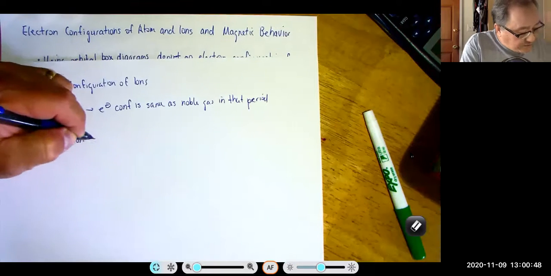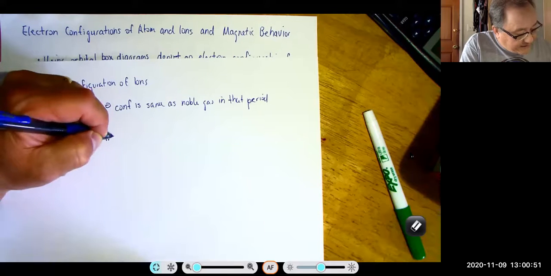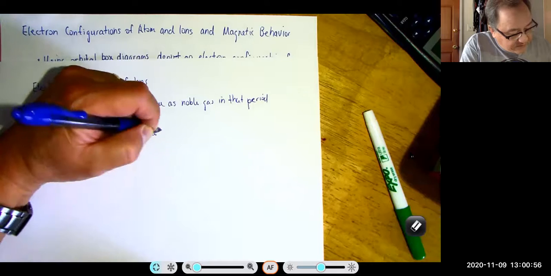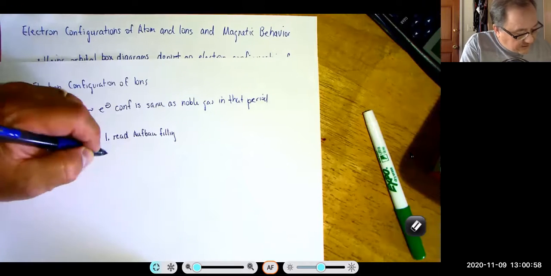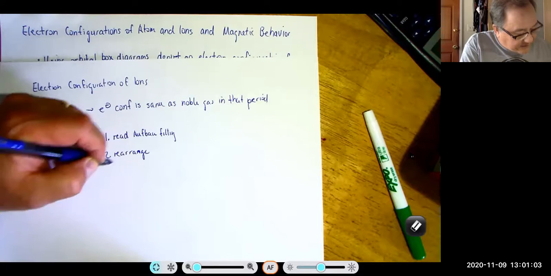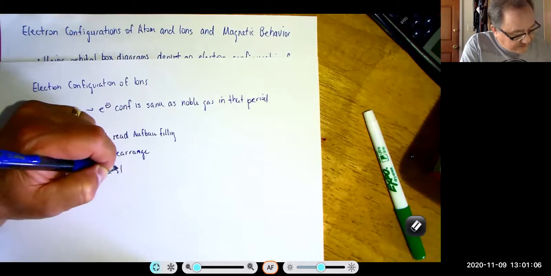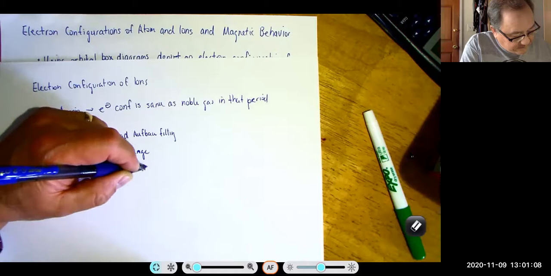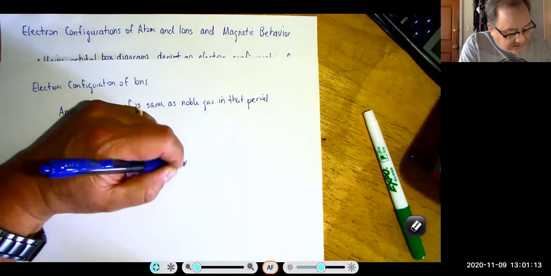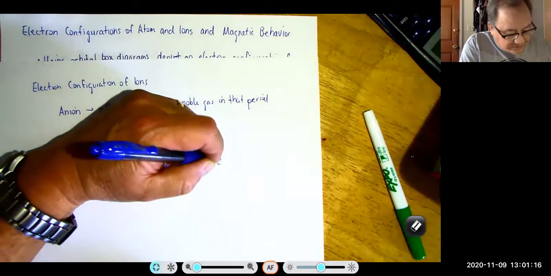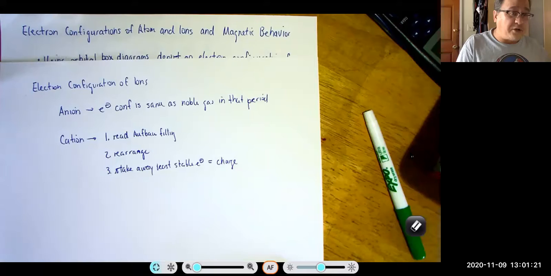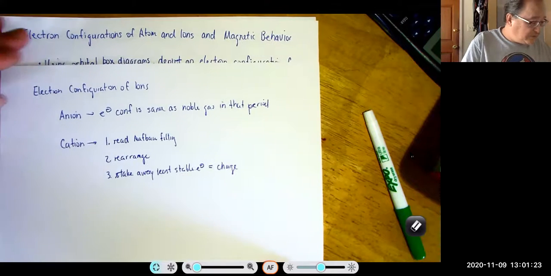For the cation, first thing you do is you do that Aufbau filling order. Then we rearrange. And then we take away the least stable electrons equal to the charge. So I'm going to show you how to apply this to some of these.